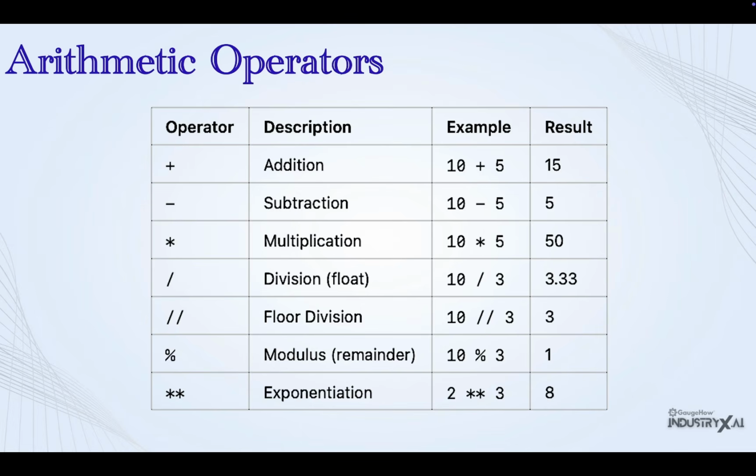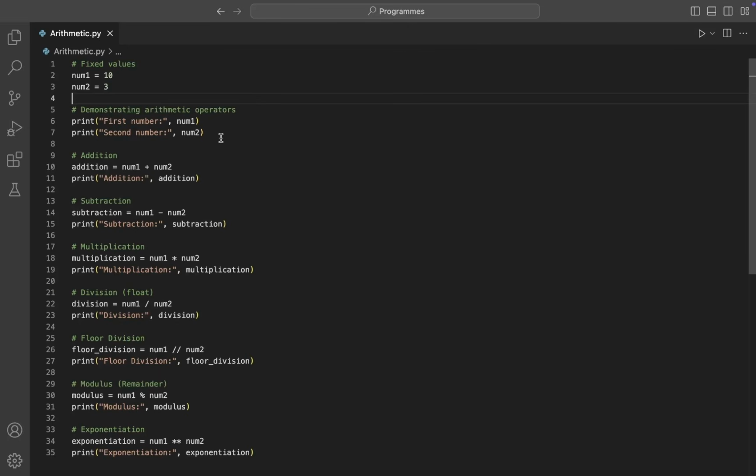For that, go to VS Code. We have already created a file for your reference. As you can see, we have provided fixed values, num1 being 10 and num2 being 3. Then we have printed both the numbers, the first number and the second number. Now first, if we want to perform the addition, we have stored it in the addition variable. So num1 plus num2 will give us the summation, 10 plus 3, that will be 13. So here our output will be 13.